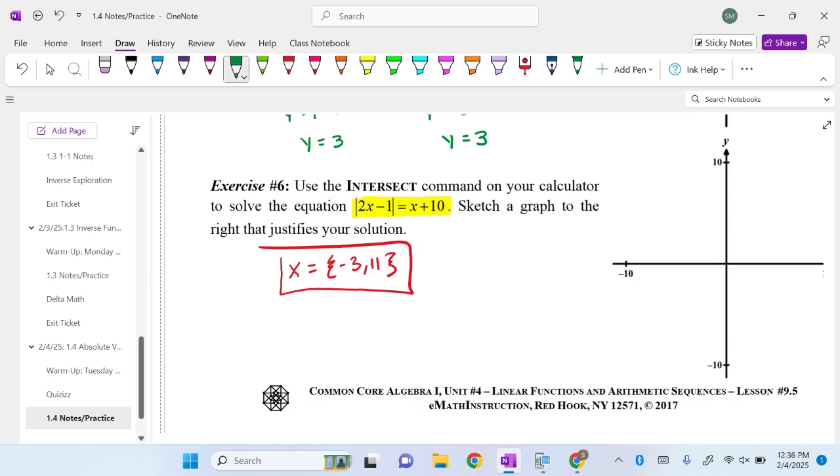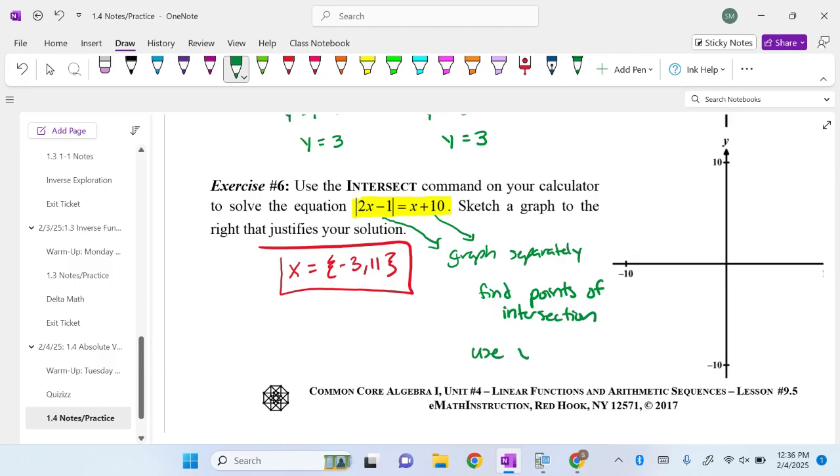So remember, graph both sides of the equal signs. So graph both of these. So graph separately. So graph those two sides of the equation separately. Find the points of intersection. And then use the x values of those points as answer. So that's how you solve those.